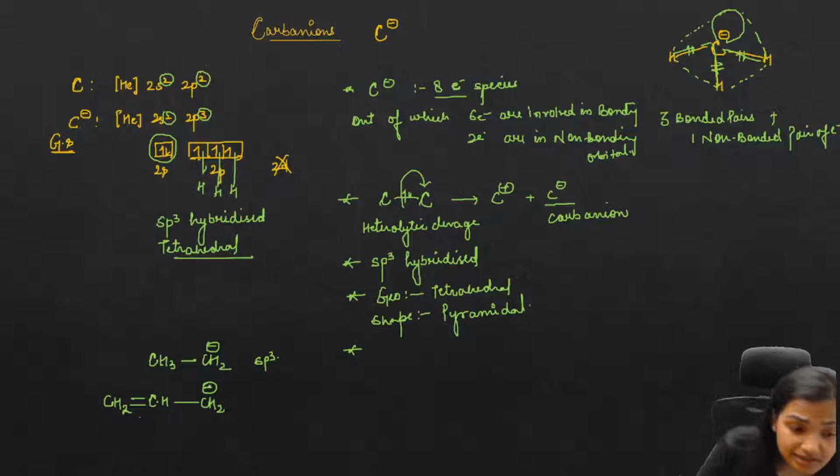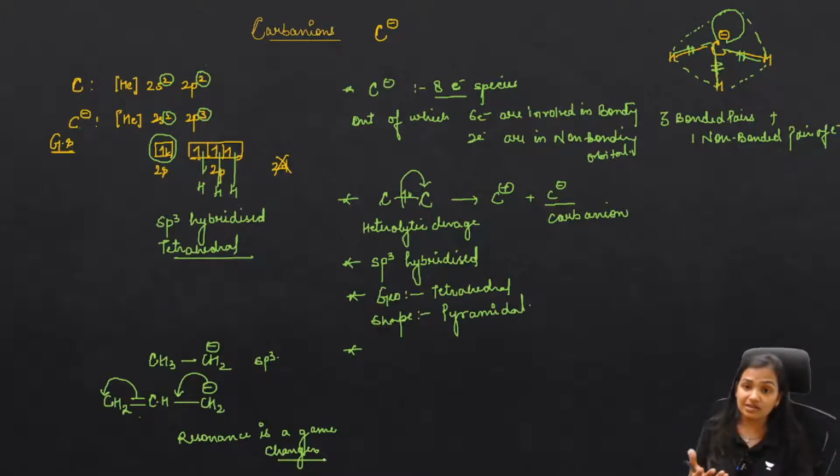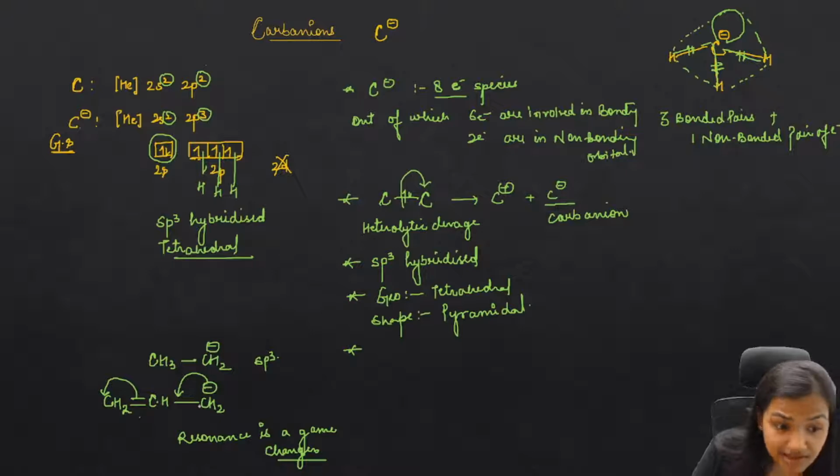You know that here this negative charge is undergoing resonance, and resonance is a game changer. I discussed this in one of my sessions. Whenever we have resonance, the bond order gets changed, the hybridization gets changed, the dipole moment changes, the bond length changes. Because of resonance many factors get changed. So if this carbanion is in resonance, then its hybridization will change.